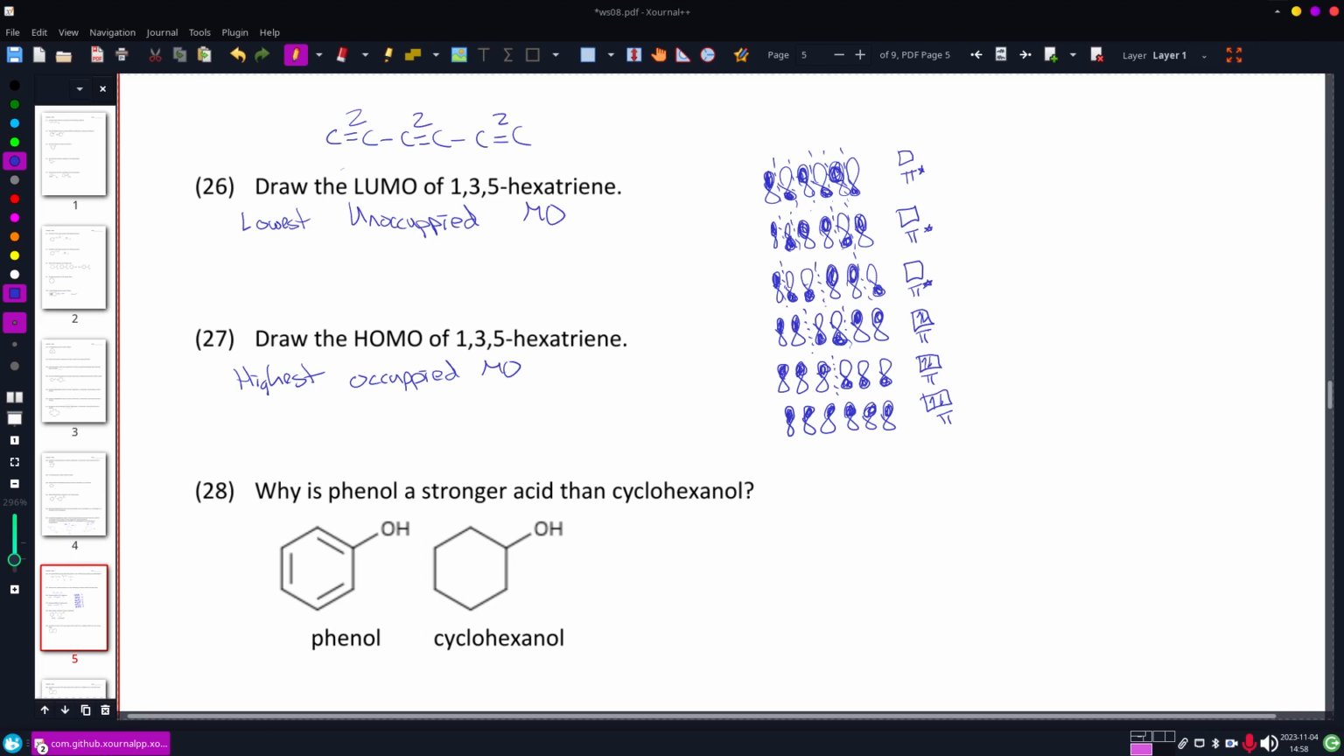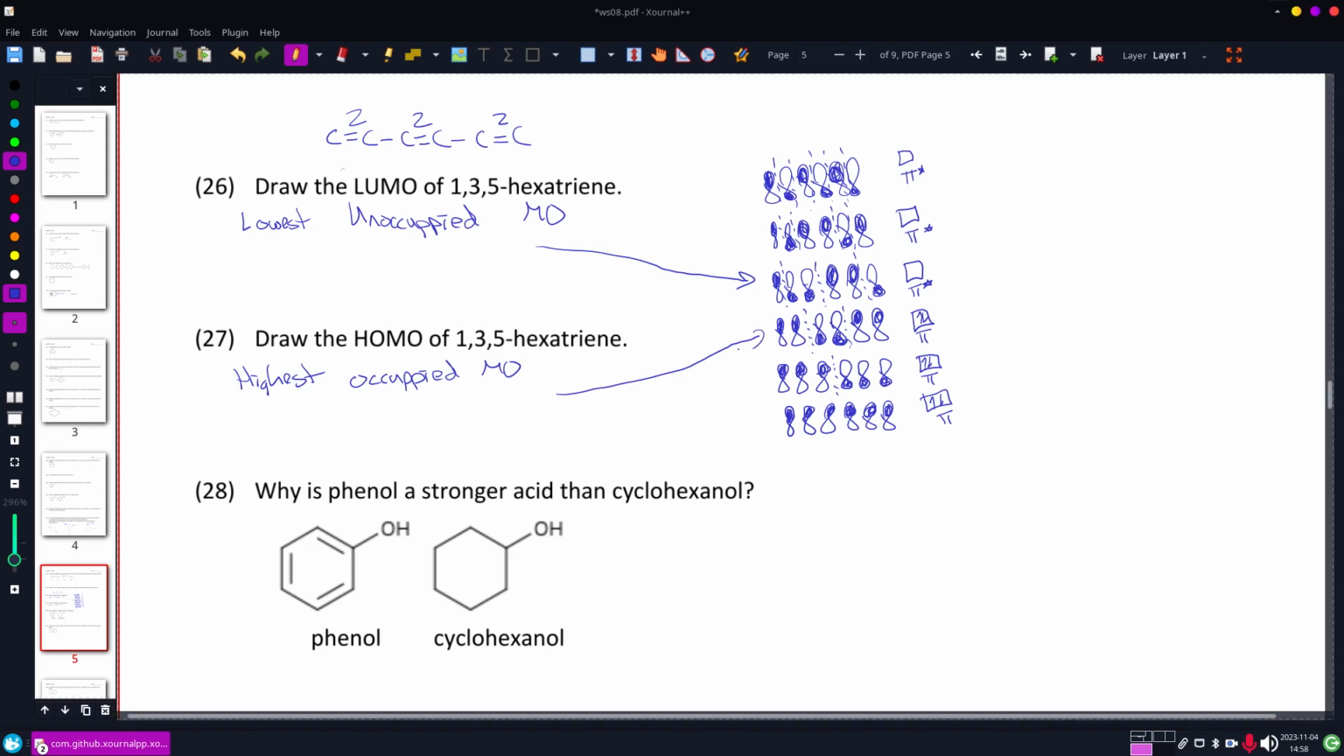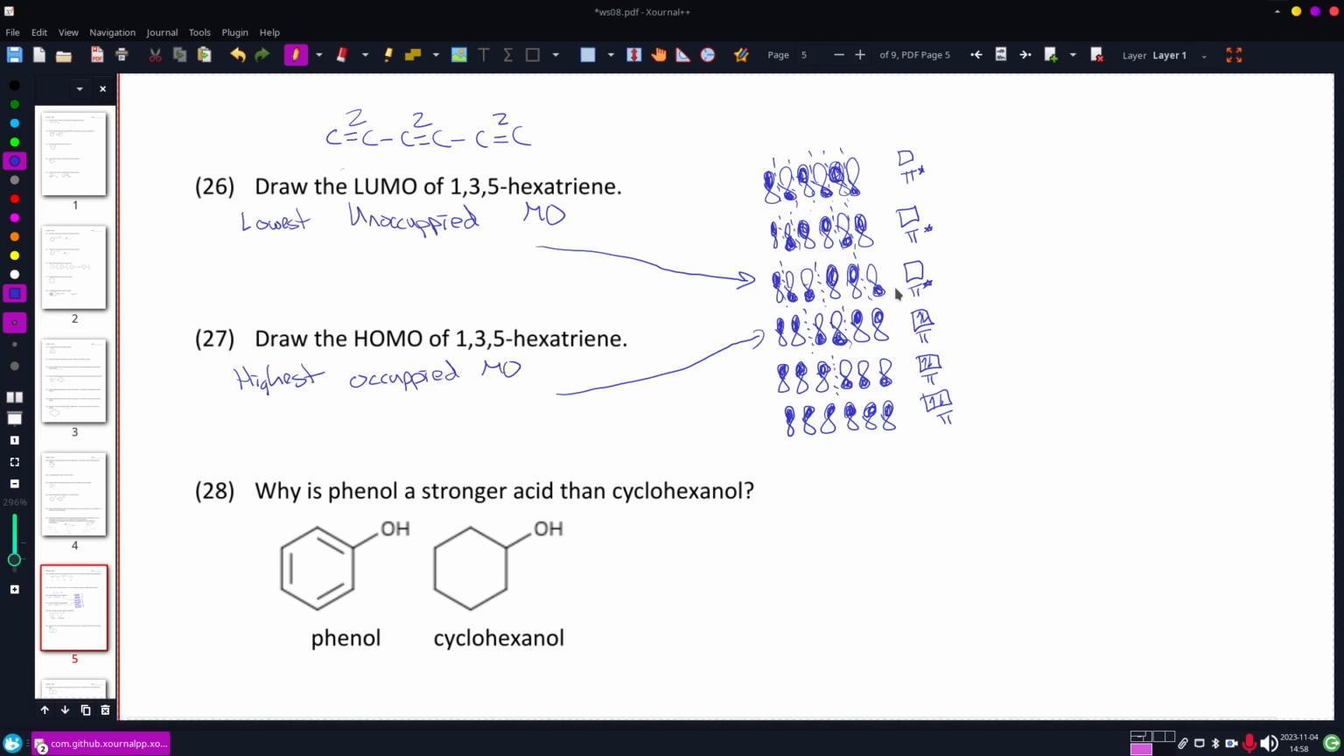All right, that tells us the lowest unoccupied molecular orbital looks something like that with 3 nodes in it, and the highest occupied molecular orbital looks like that with 2 nodes. And we get that simply because there's electrons there, so that's the highest occupied orbital, and this is the lowest unoccupied molecular orbital.